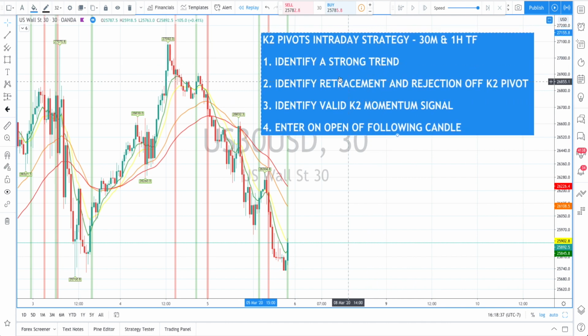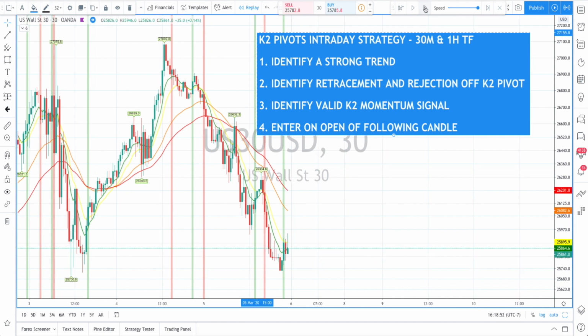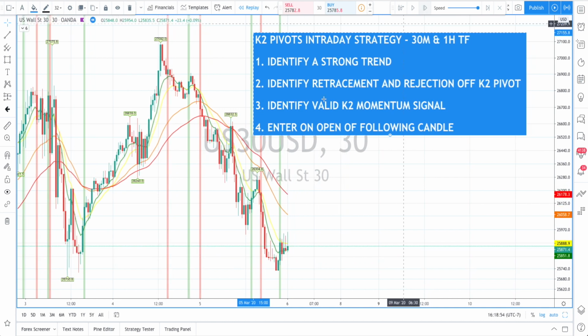And then next, since we already identified a strong downtrend, next we want to identify a retracement and rejection off the K2 pivots. So you can see right here, price is coming down. We got a signal in the opposite direction, so this would be considered a retracement. Let's just keep moving forward. Obviously you can see right here, price came down and then it shot back up. So if it shoots back up like this, it would be considered a retracement.